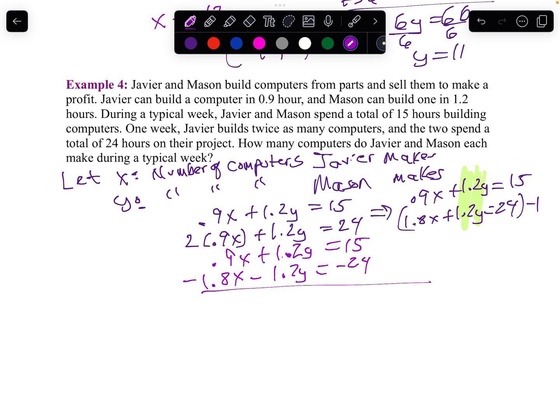0.9 minus 1.8 is -0.9x. My y's, they cancel, don't they? 15 minus 24, well, that's -9, isn't it? So we divide both sides by -0.9. X is 10. In other words, Javier makes 10 computers in a week.